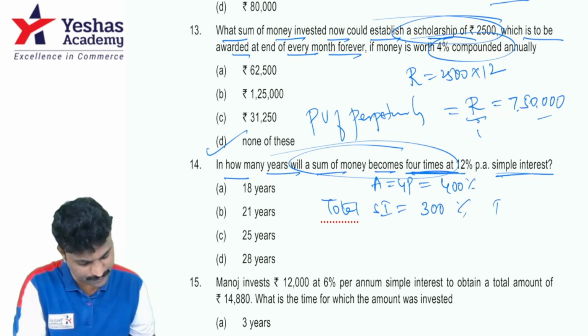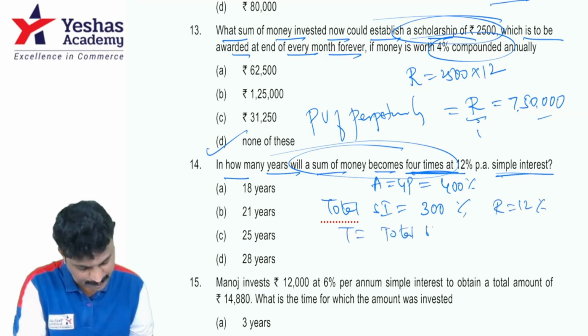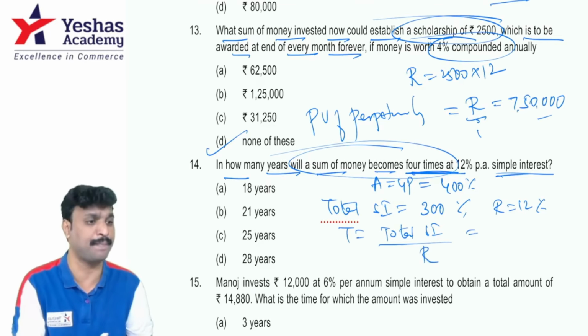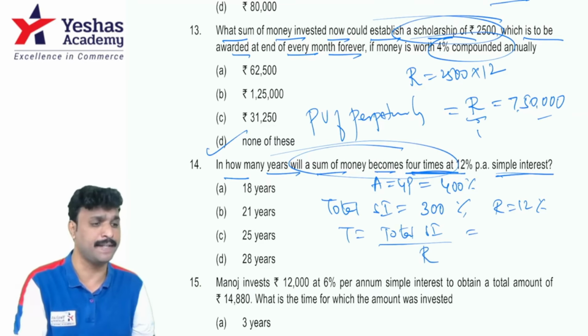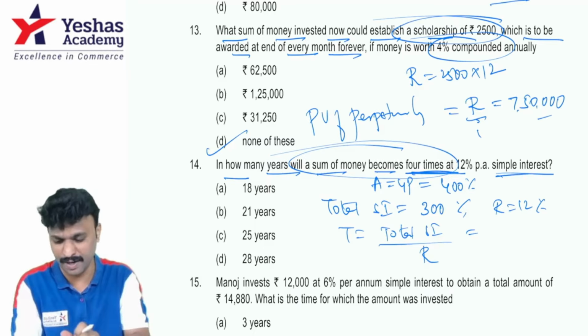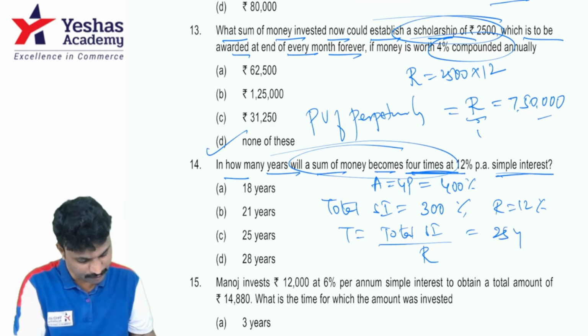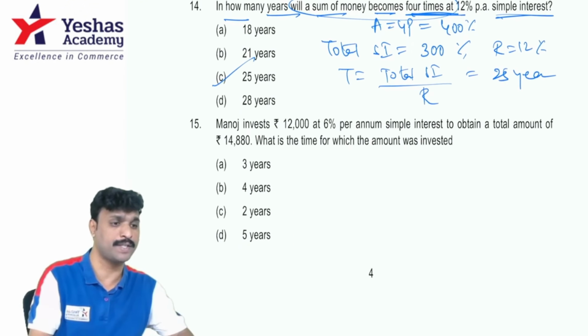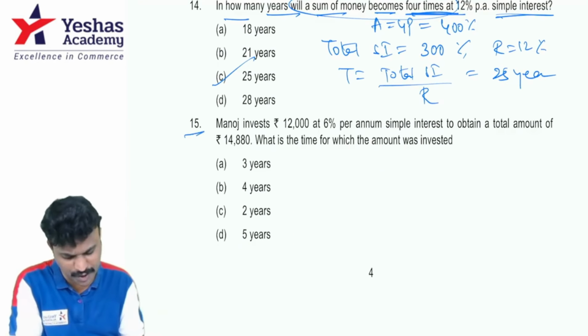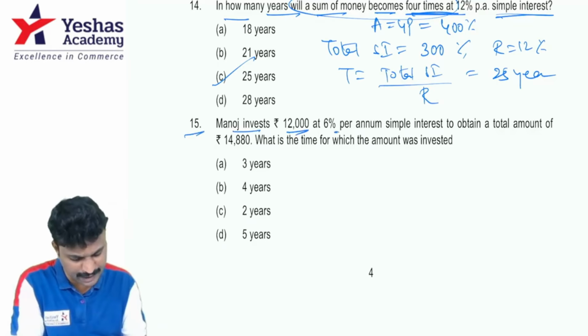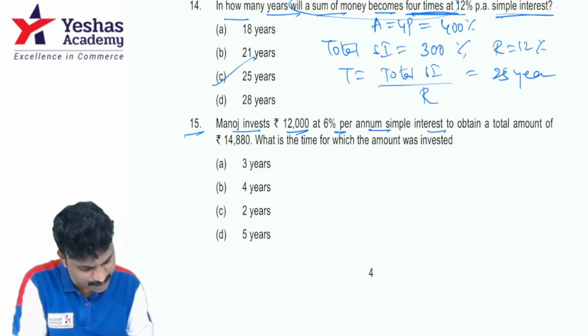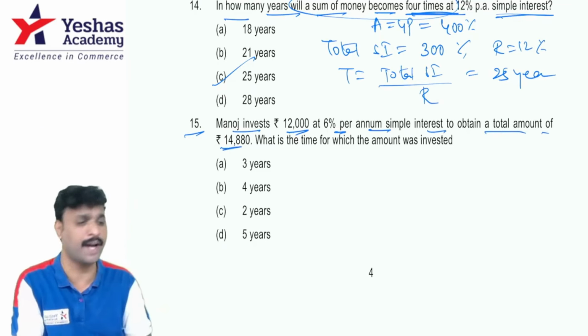And what is R given? 12%. Now the time taken is total SI divided by R. Guys, we should not take percentages, because when you divide, percentages will get cancelled. So 300 divided by 12, that fetches you 25 years. That fetches you how much? 25 years. Option C is the right answer. 15th question. Manoj invests 12,000 at 6% per annum simple interest to obtain a total amount of 14,880.